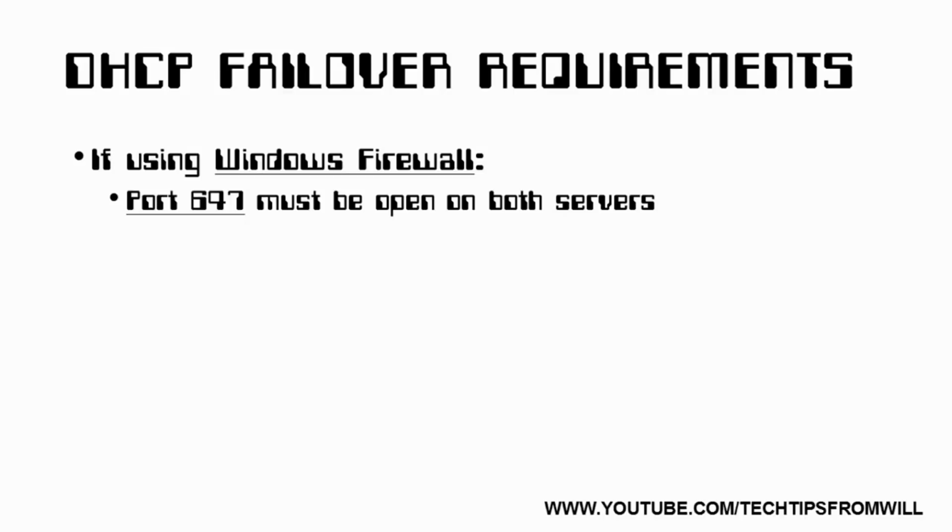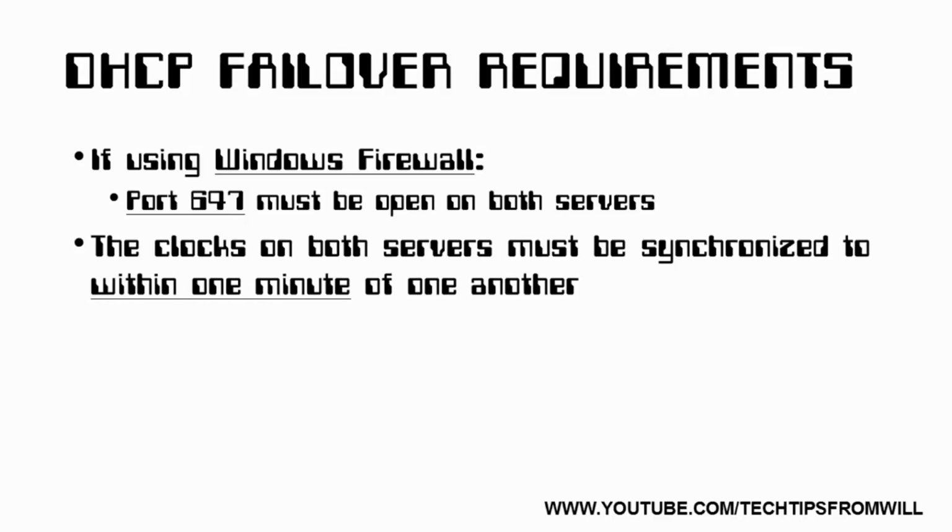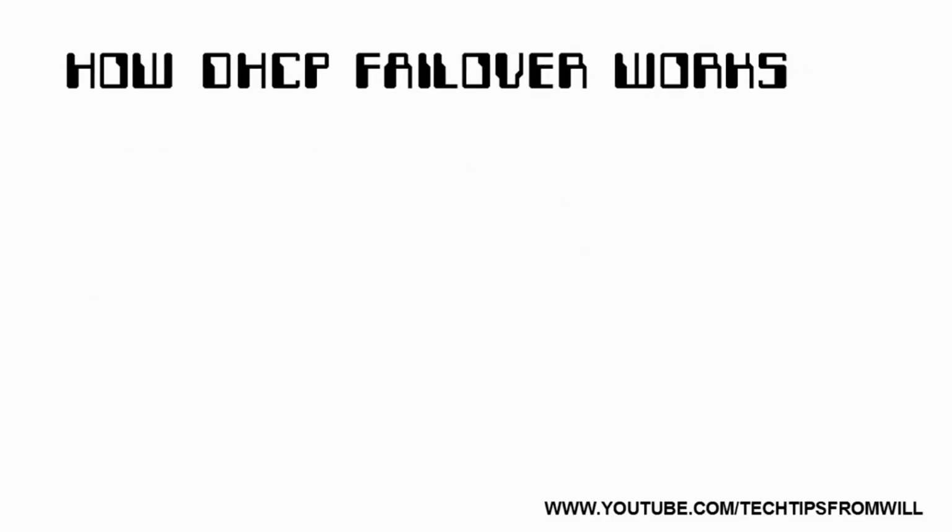Finally, DHCP Failover requires that the clocks on your DHCP servers be synchronized to within 1 minute of one another. If the times on your servers are allowed to drift further apart than this, DHCP Failover will not work. Now that we are familiar with the requirements, how exactly does DHCP Failover work?